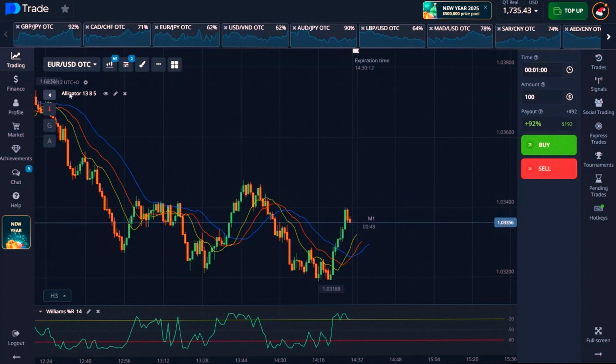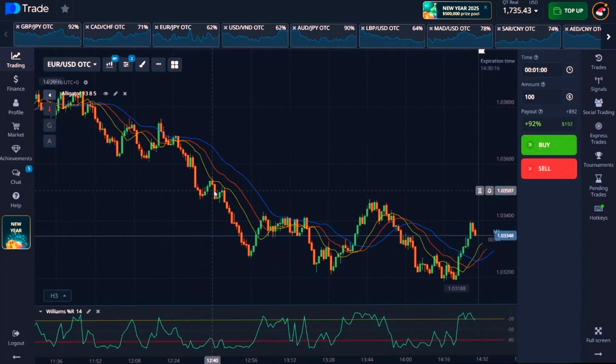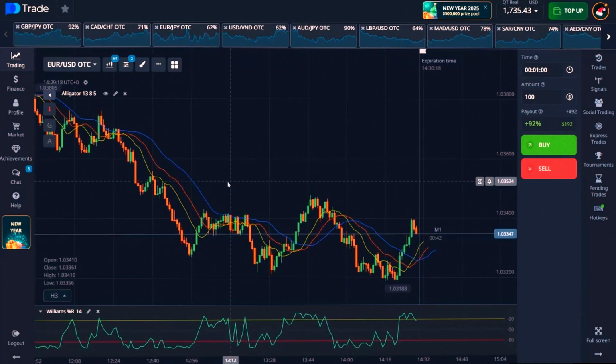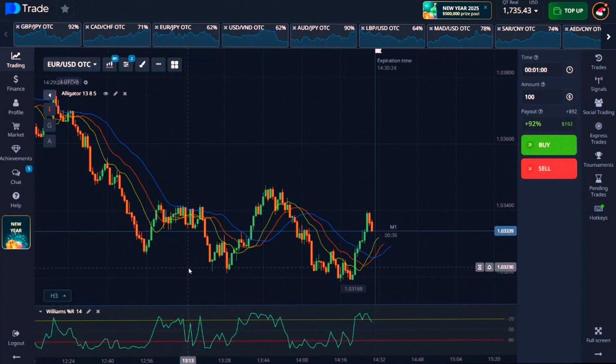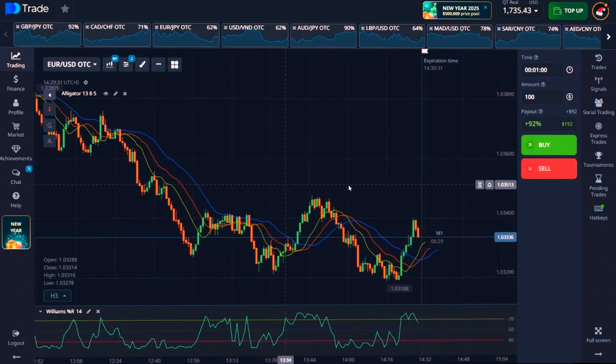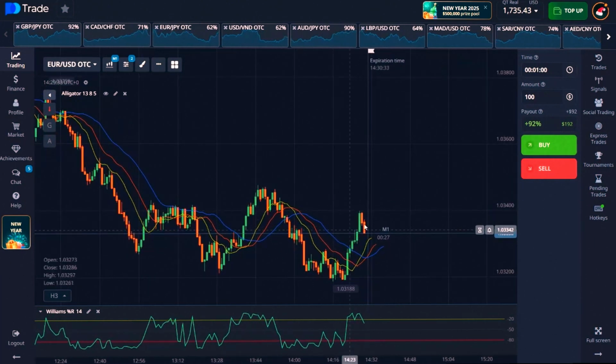Today is a new video. Trading with the alligator indicator and the Williams indicator. Let's briefly go over the principle of this strategy. The Williams indicator is essentially the same as RSI or the stochastic indicator, that is, it essentially makes no difference, but it shows the value where the price will reverse, so we will work with it today.